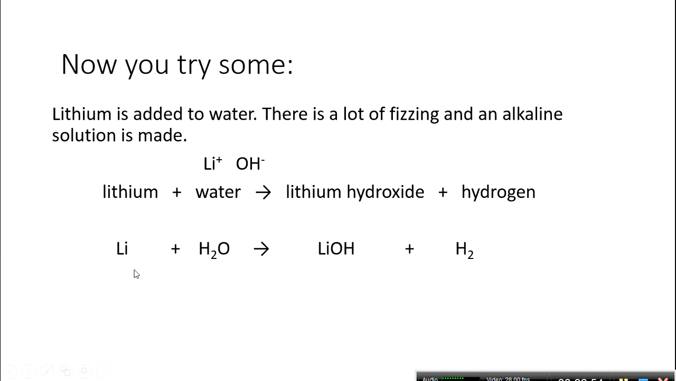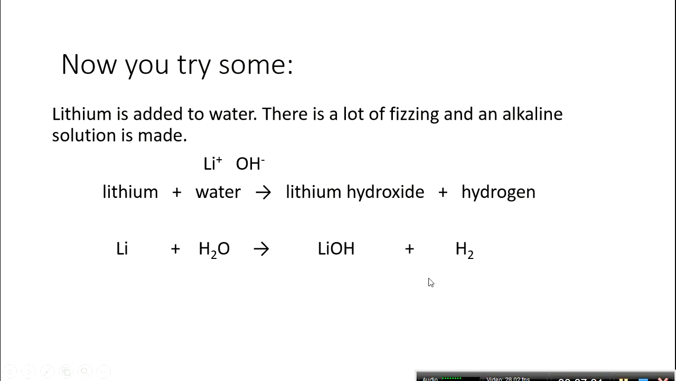So lithium is just an atom, it's an element, so it's just Li, that's it. Water, you should know, is H2O, and hopefully you know hydrogen is H2. Again, if you're not sure on this H2, then that comes from covalent bonding in C5 units. So let's balance this then.